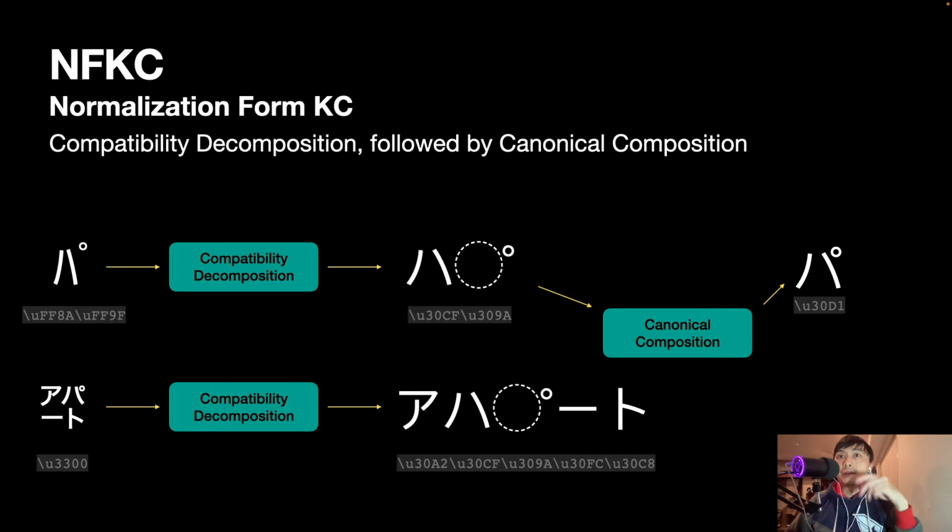Another example, if we have the square shape apartment, we apply the compatibility conversion and then we decompose like that. And then after that, we apply canonical compositions. Basically, we merge it into this katakana apartment.